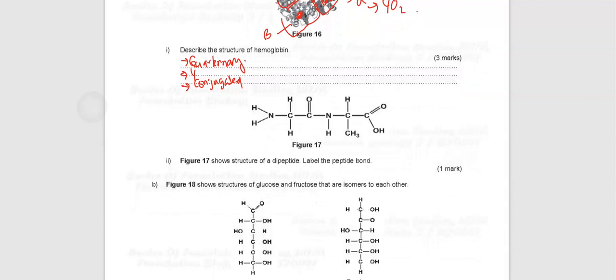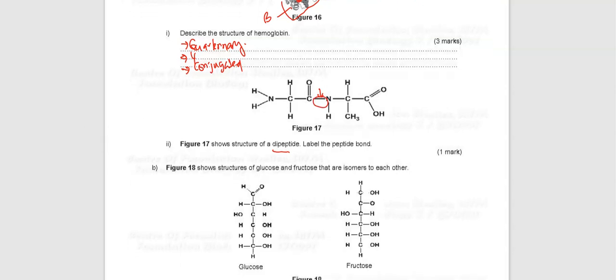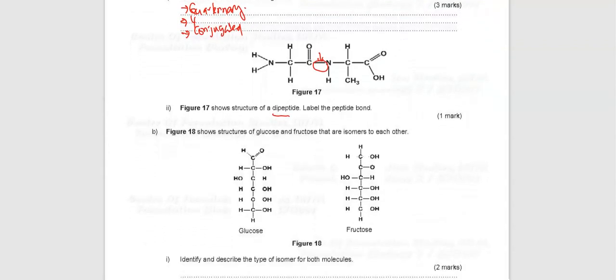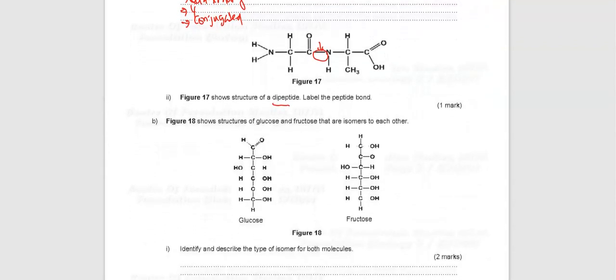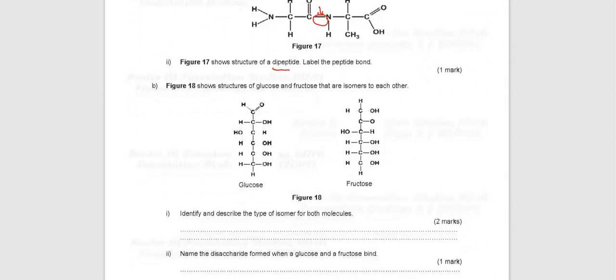For question 2, figure 17 shows the structure of a dipeptide. A dipeptide consists of 2 amino acids that are joined together by a peptide bond. So label the peptide bond. We have looked at a similar question earlier. This is the peptide bond, so you have to properly label it: the peptide bond is between the carbon and nitrogen atom within the molecule.